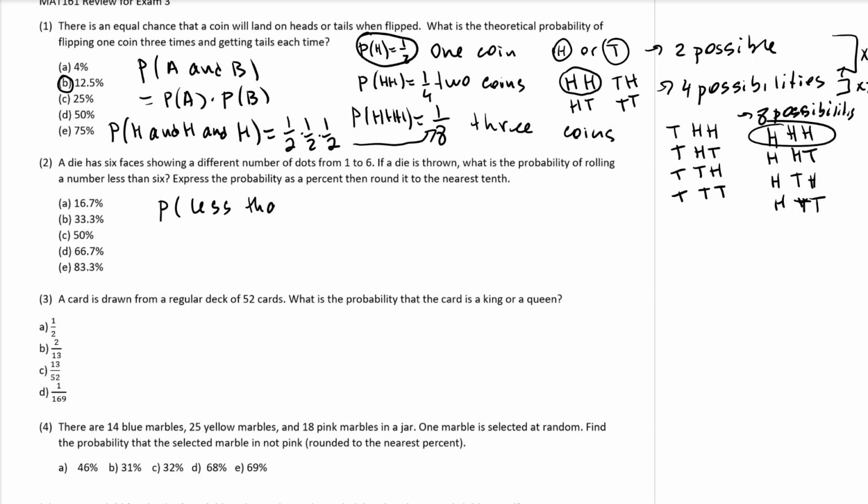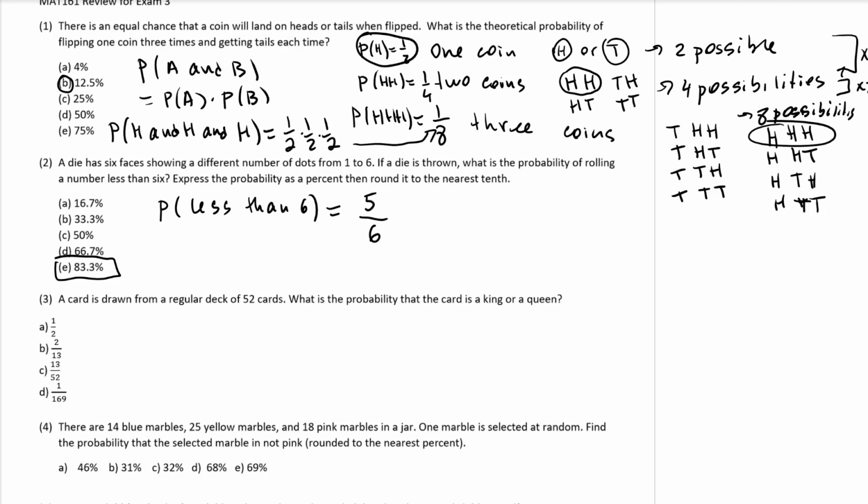Less than 6. There are two ways you can answer this question. You can think about, okay, what are the numbers less than 6? Well, there are 5 numbers out of 6 possible chances, and that's it. You got your answer of 83.3%. Just divide 5 by 6 and multiply by 100.